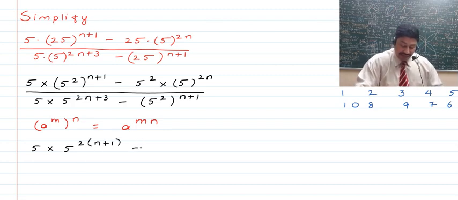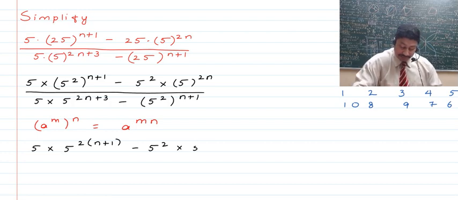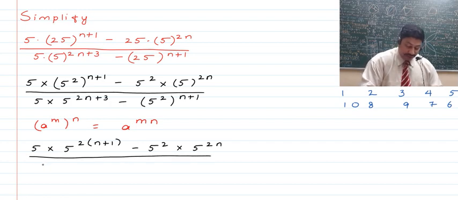And then further we have 5 square which is multiplied with 5 raised to the power 2n, is what we can write here. Next children, if we talk about the denominator, in the denominator we have 5 which is multiplied with 5 raised to the power 2n plus 3. So if we have it to be 5, obviously the power of 5 will become equal to 1.